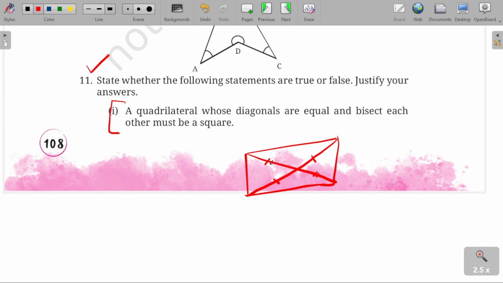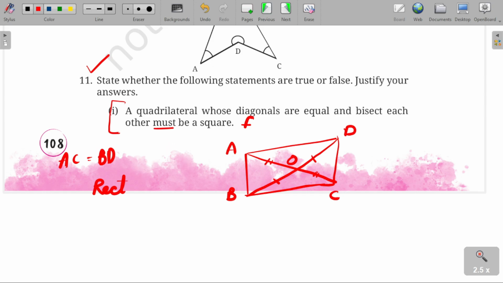So such a quadrilateral need not always be a square. In this figure, ABCD, AC and BD are equal. AC is equal to BD, it is given, and if this is O and they are bisecting each other also, so the given statement is false. This is a false statement. Such quadrilaterals are always rectangles.